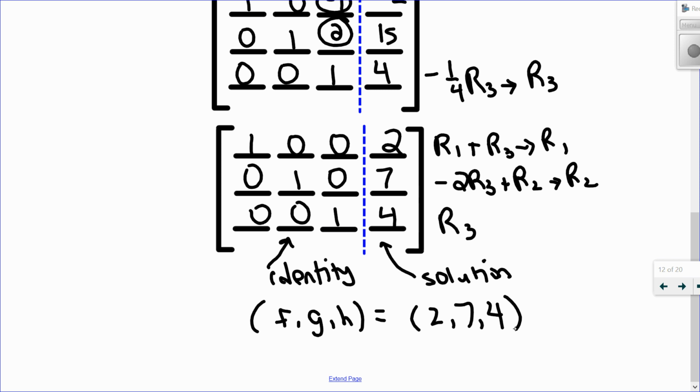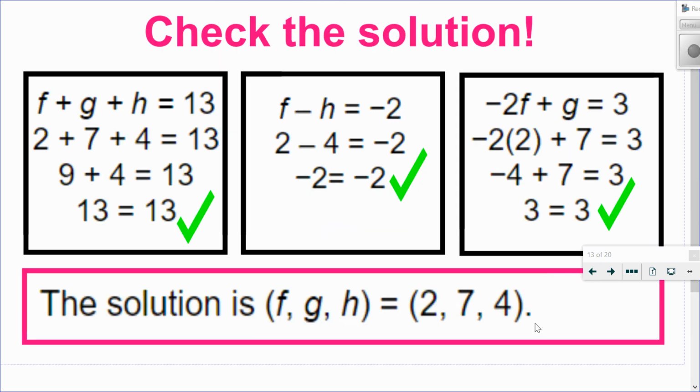Now some of these questions are going to take quite a few steps, but those are the steps you're going to be following. You want to have 1, 1, and 1 on the main diagonal, zeros everywhere else, and this would be your answer. Now the most important part of solving any equation is of course the check. So let's check if 2, 7, 4 is the correct solution. I put it into each one of my original equations. You can see I've worked every single one out and they're all equal. So therefore I know the solution is 2, 7, 4.